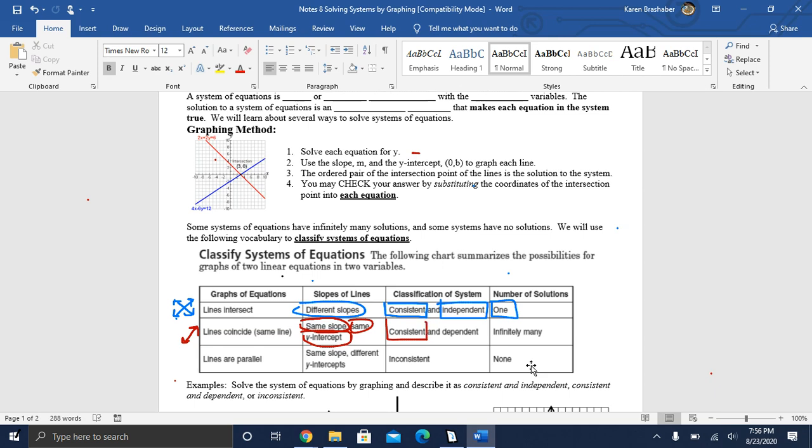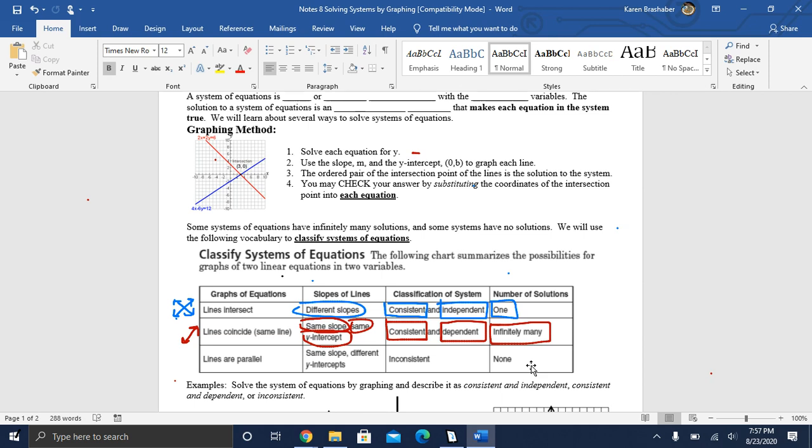Those are going to be consistent. So again, they do have a solution, but instead of being two lines, they're one line. They're dependent on each other. So same slope, same y-intercept. Those are consistent and dependent, and they have infinitely many solutions. Those lines are exactly the same, so they intersect at every point.